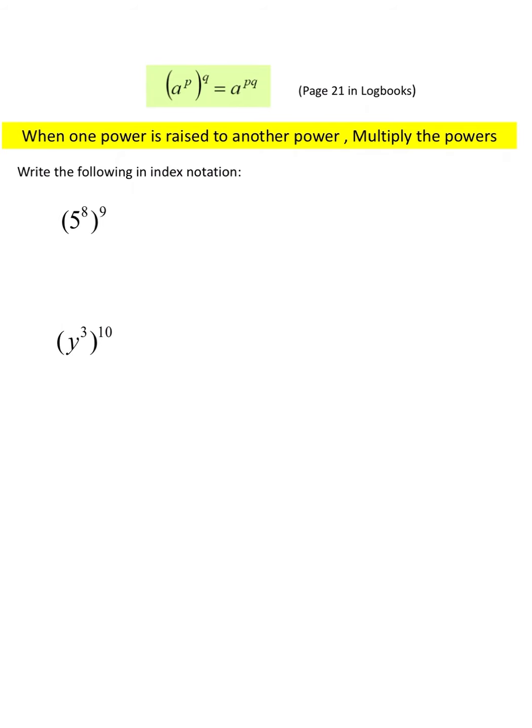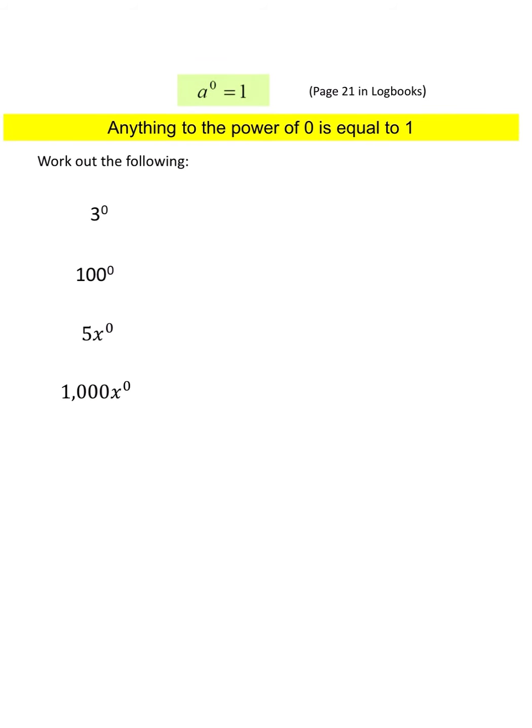Now, the next rule is when one power is raised to another power, we multiply the powers. So a to the power of p raised to the power of q equals then a to the power of p times q. So if you look at this one here, all we have to do is multiply the 8 by 9. So that's going to equal 5 to the power of 72. Next one then, so again, you're just multiplying the powers. So that's going to be y to the power of 30. And that's it.